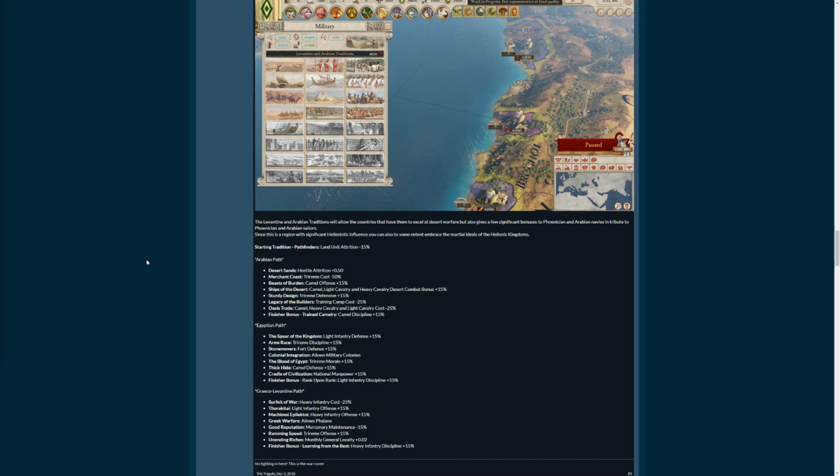Awesome. Good Reputation. These seem a little less, I think, just Greek Warfare. They seem a little less pizzazz in there. Not as much panache. Mercenary Maintenance, minus 15%. Ramming Speed, trireme offense plus 15%. Unending Riches, monthly general loyalty 0.02 up. And the finisher bonus of Learning from the Best, heavy infantry discipline plus 15%.